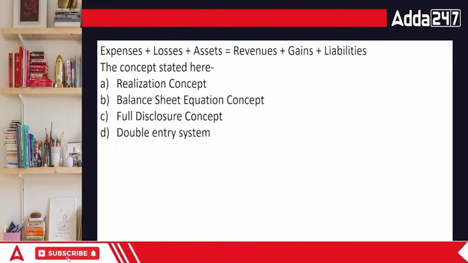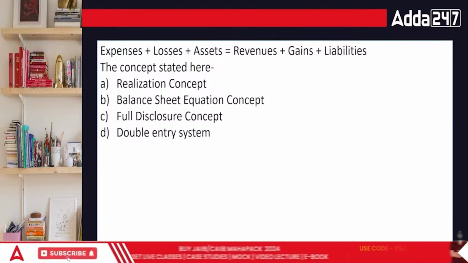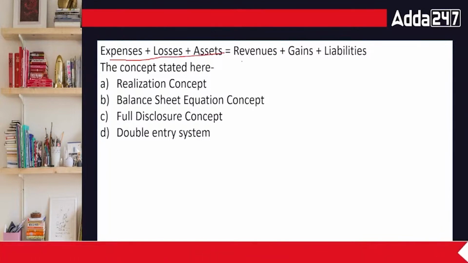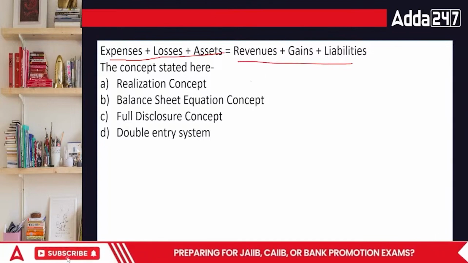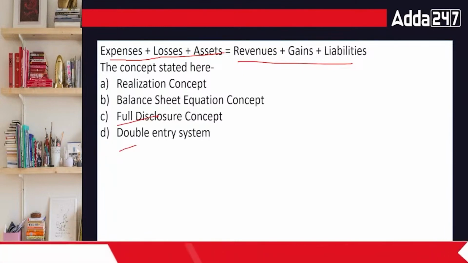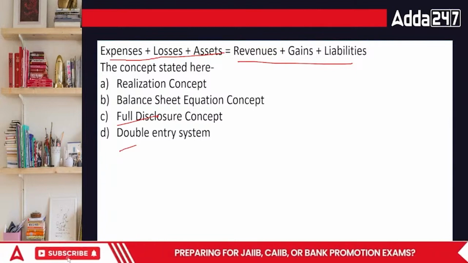Acha, expenses plus losses plus assets is equal to revenues plus gains plus liabilities. Can we see this part, everyone? This is related to the area of realization concept, balance sheet equation, full disclosure, or double entry bookkeeping. Everybody, what's going to be the answer?